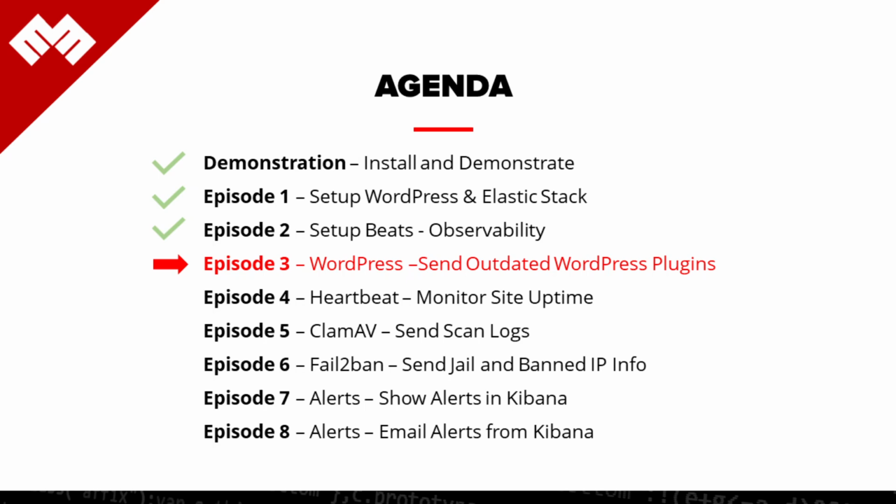In the last video, we finished setting up the Beats library so that it can ship observability, security, and other operational data over to Elasticsearch. In this video, we're going to continue and create a WordPress plugin that will ship information about outdated WordPress plugins over to Elasticsearch. Later on in episode 8, I will also show how to get an alert if anyone should install new plugins, delete existing plugins, or make any changes to plugins in general.